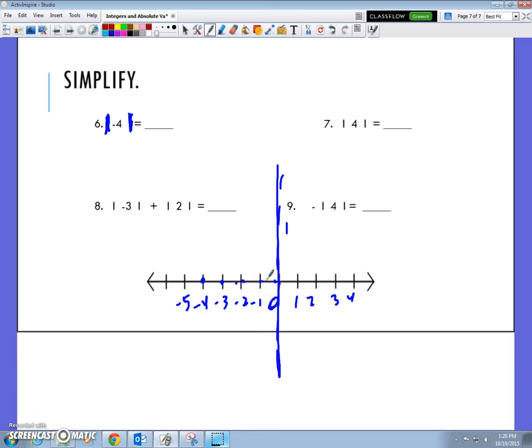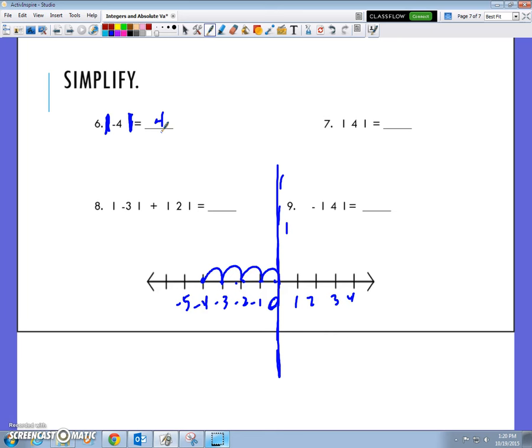So let's just see here. If I'm at -4, how far would I be from 0? 1, 2, 3, 4. A distance of 4 away from 0. So the absolute value of -4 is actually 4. And all distances are positive. So if we're talking about a distance, it always has to be a positive value.